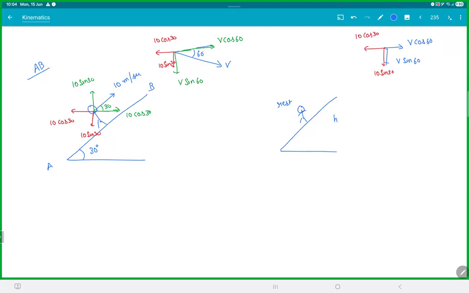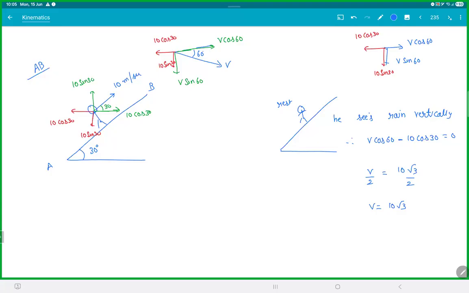And how does he see? He thinks rain is falling vertically. Therefore, the horizontal component must be 0. Matlab, these two must have got cancelled. If he thinks the rain is falling vertically, means there is no horizontal component. This component must have been 0. So V cos 60 is equal to 10 cos 30. So this will be V by 2 is equal to 10 root 3 by 2. There, we got everything. So the rain was actually falling at 10 root 3 at an angle 60 degrees. We found the velocity of the rain and the angle of the rain.